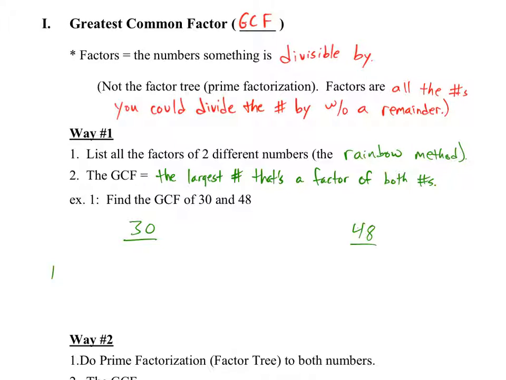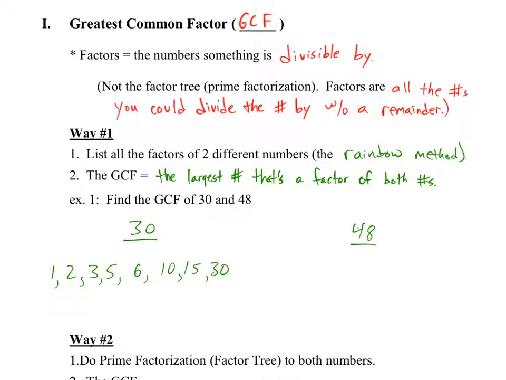So we could say 1 and 30, yes? Because 1 times 30 gives me 30. 2 and 15. And 30 is also divisible by 3. That would give us a 3 and 10. So now, is it divisible by 4? If you're thinking like multiples of 4, you have 20, 24, 28, and then 32. So it's not divisible by 4. How about 5? Yep, so 5, and 5 times 6 gives me 30.